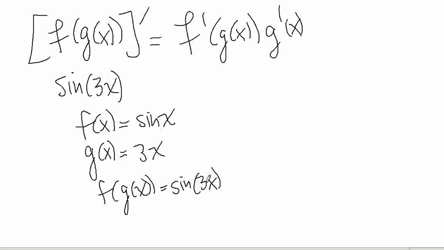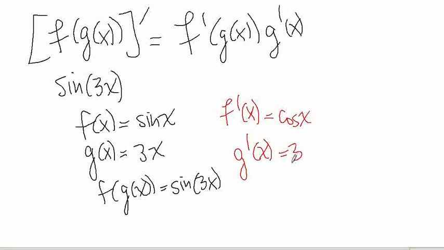Okay? So now let's go ahead and crank out the derivative stuff. The derivative of f is cosine. The derivative of g is 3. And so now, but we don't want f prime of x, we want f prime of g of x. F prime of 3x is cosine of 3x.